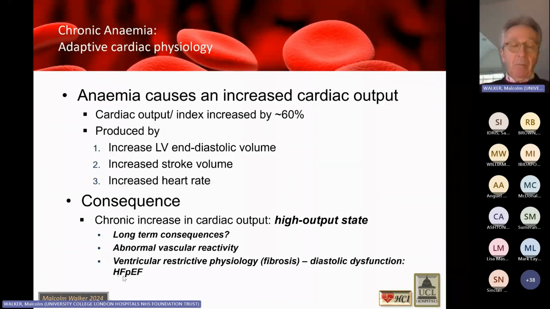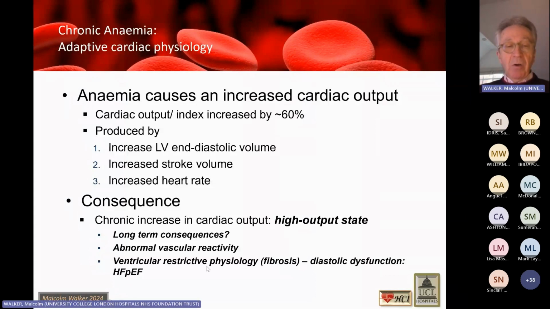situation, you might end up with the awful acronym of heart failure with preserved ejection fraction, HuffPuff, where you get the syndrome of heart failure with breathlessness, edema, raised JVP, congestion, but the pump, the ejection fraction, the systolic pump is maintained. And this is all related to stiffening of the heart and the development of this restrictive physiology.